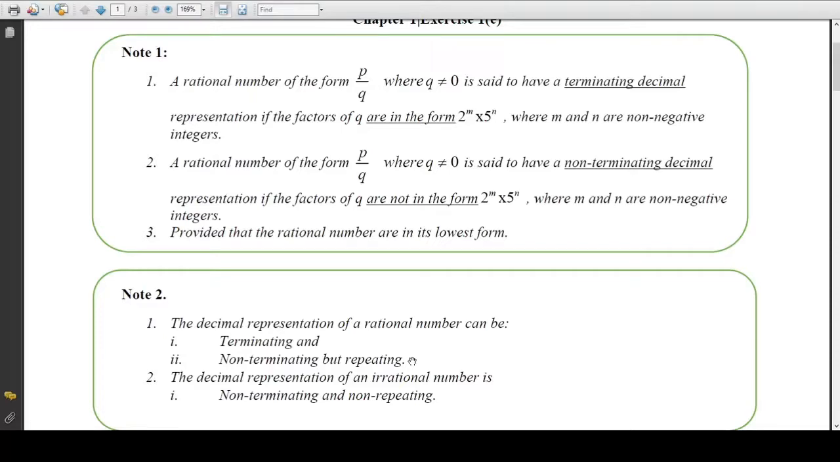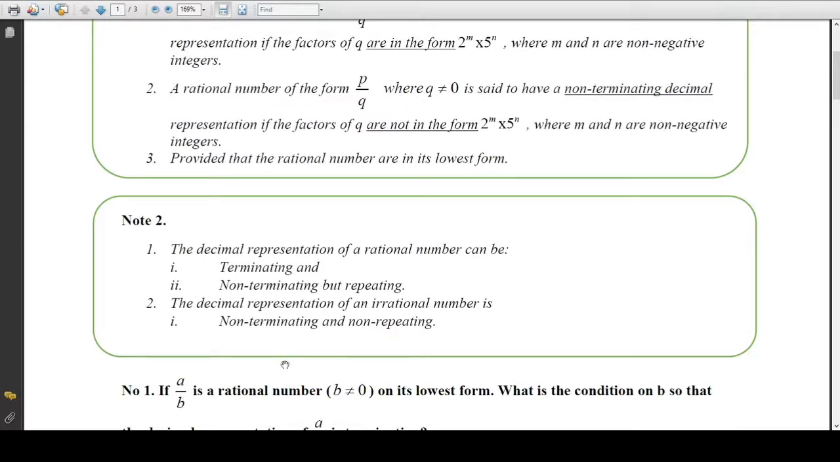If you find that the decimal representation of a number is non-terminating and non-repeating, suppose you find 3.1257346, any random number, then it will be the representation of an irrational number. I think this will be clear to you: what is an irrational number and how it is expressed in decimal representation. Clear? Now we move ahead with the first problem.